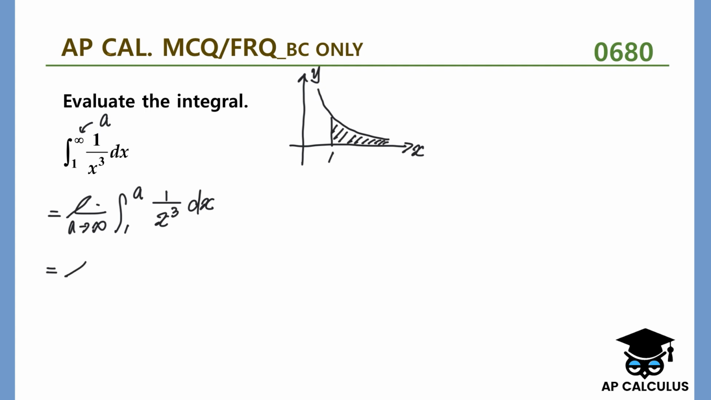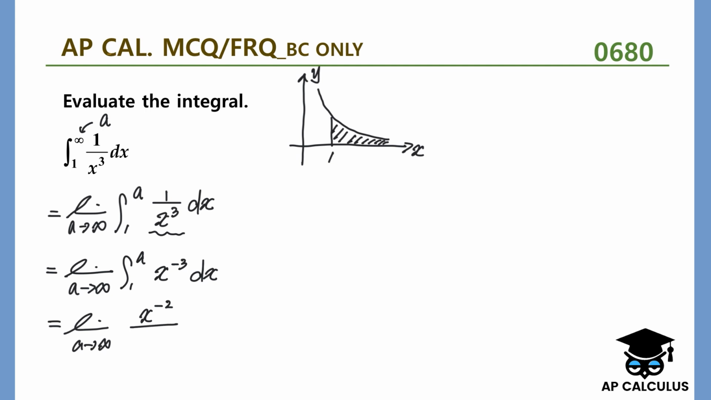This is equal to the limit as a approaches infinity of the integral from 1 to a. We're going to rewrite this expression as x to the power of negative 3, right? Now let's find the antiderivative of x to the negative 3. That's x to the power of negative 2 over negative 2, from 1 to a. So that is equal to the limit as a approaches infinity of negative 1 over 2 times x to the power of negative 2.